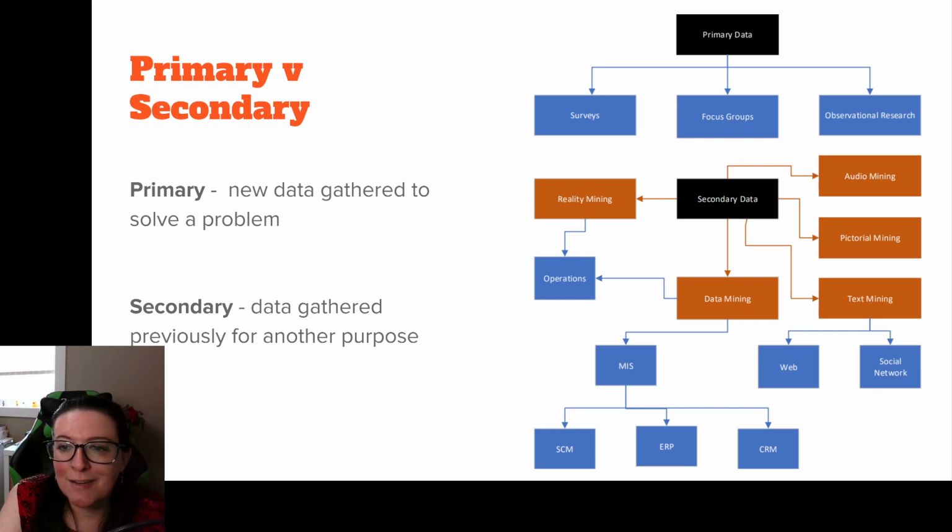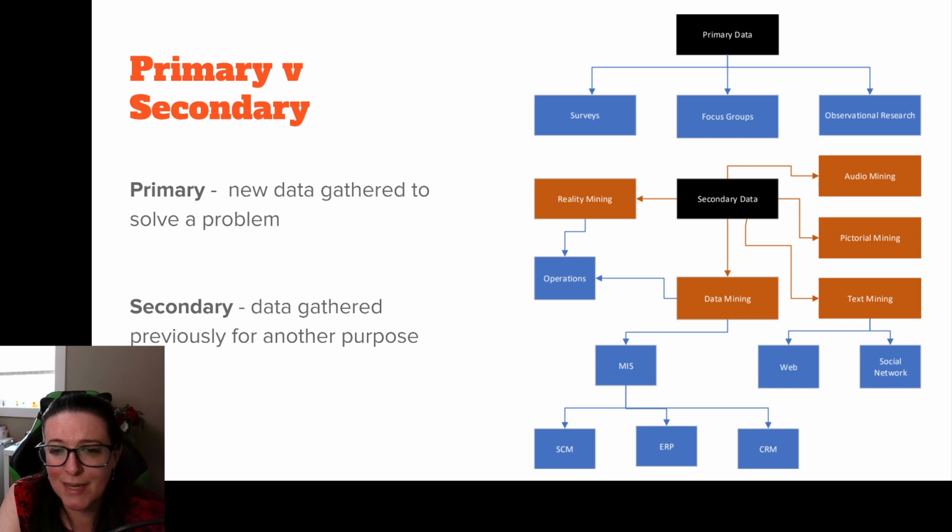We might be collecting information in our operations and our processes for quality management purposes, where we're trying to use sensors to identify defects before they happen. And we can use that, of course, to also streamline and improve our operations.